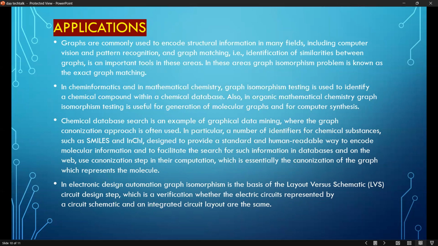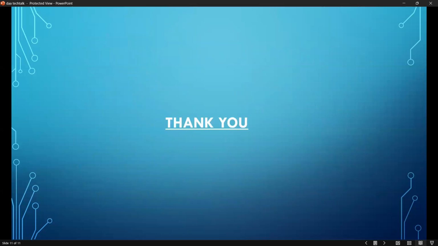Chemical database searching is an example of graphical data mining, where the canonization approach is often used. In particular, a number of identifiers for chemical substances, such as SMILES and InChI, are designed to provide a standard and human-readable way to encode molecular information and to facilitate the search for such information in databases and on the web. They use a canonization step in their computation, which is essentially the canonization of the graph which represents the molecule. In electronic design automation, graph isomorphism is the basis of the layout versus schematic circuit design step, which is a verification of whether the electric circuits represented by the circuit schematic and an integrated circuit layout are the same.